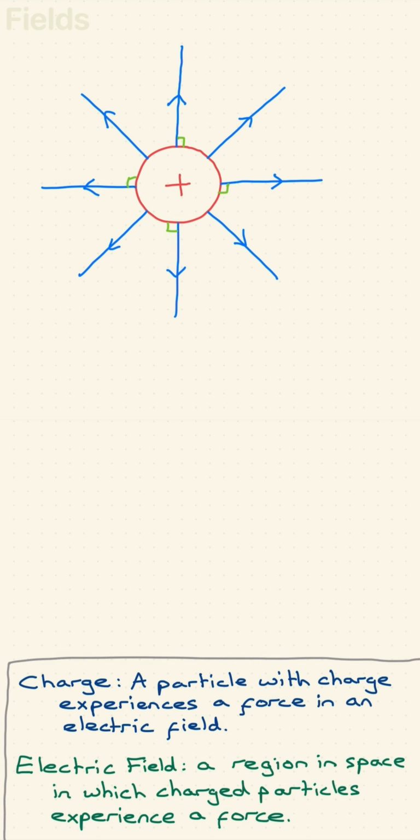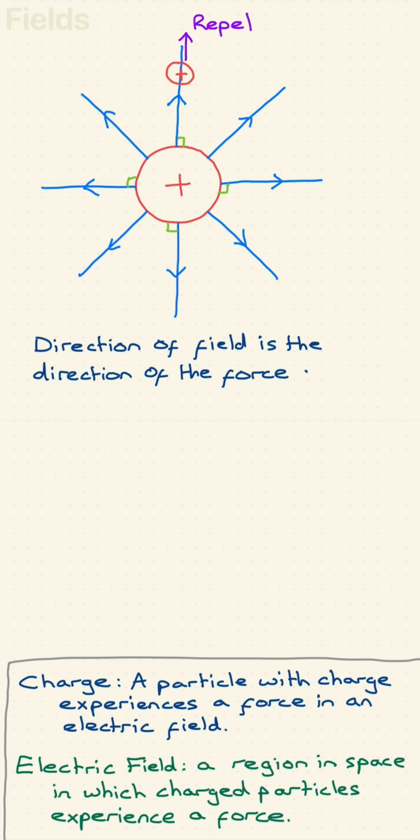In this diagram, if we put a positively charged particle in the electric field, here, we know it will repel. But now we have the field lines, and we can see that the arrow on the field line points in the direction the positively charged particle moves. The direction of an electric field at a point is the direction of the force on a positive charge at that point.